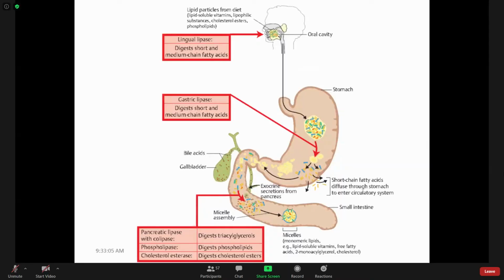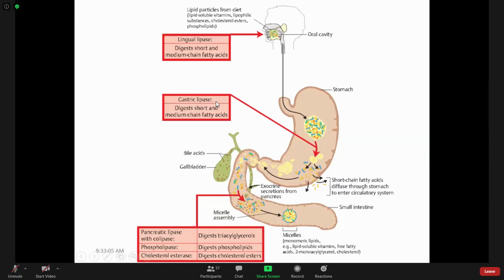So this is just an overview of digestion and absorption of lipids. In this figure, you can see the different enzymes present in different parts of the GI system that are responsible for digestion of lipids. You can see here lingual lipase. It is secreted from the von Ebner's glands on the dorsal surface of the tongue. This is responsible for digestion of triacylglycerol containing short and medium chain fatty acids.